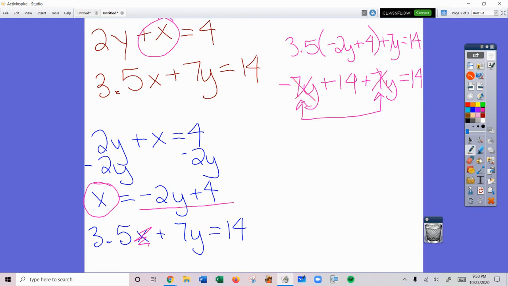These variables are on the same side, so I'm going to use the same sign. So those cancel each other out. And I get 14 equals 14. This is a true statement. So what do we think our answer is going to be?